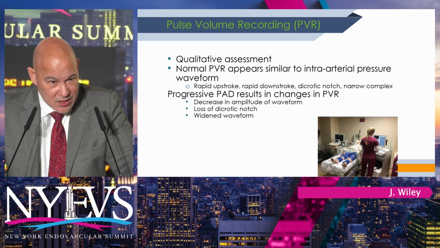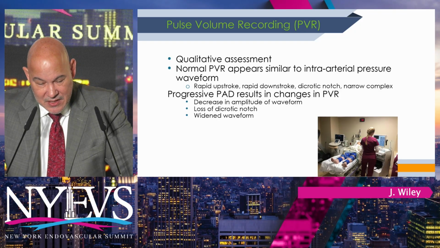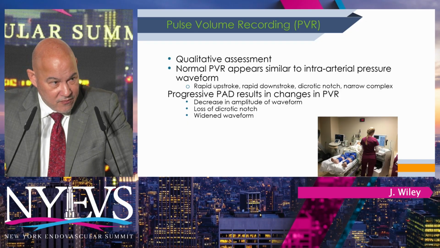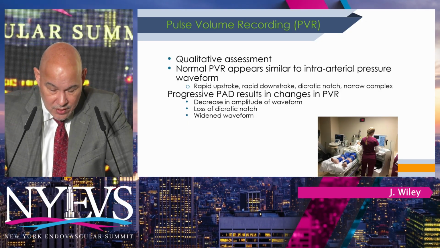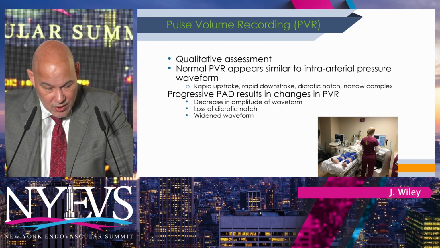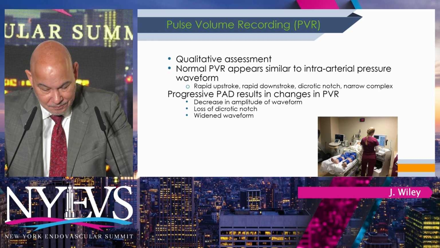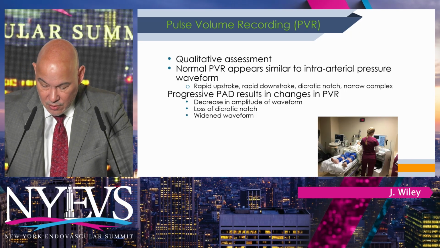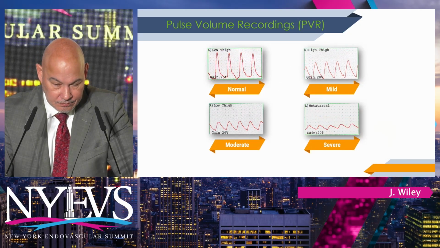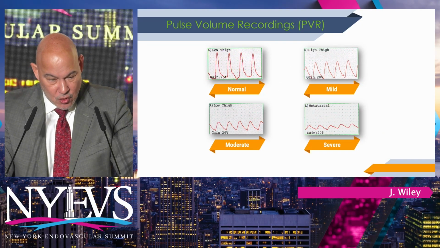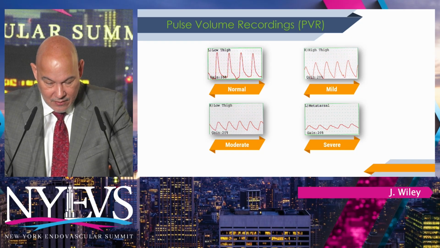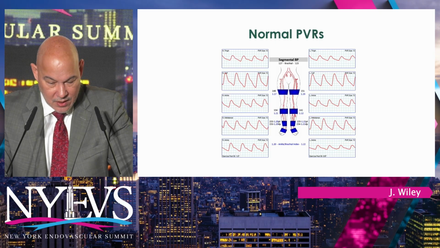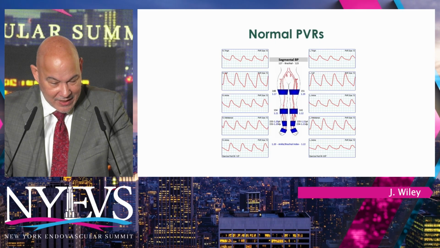What about pulse volume recording? This is nothing more than plethysmography. It's a qualitative assessment. Normal PVRs are very similar to intra-arterial pressure waveforms: rapid upstroke, rapid downstroke, dicrotic notch, and a narrow complex. With progressive disease, we have a decrease in the amplitude of the waveforms, loss of the dicrotic notch, and then the waves widen. As you see in the top left, you have a normal PVR, and in the bottom right, you have an abnormal PVR. This is what a normal PVR will look like, which I'm sure you've seen on a daily basis, likely.